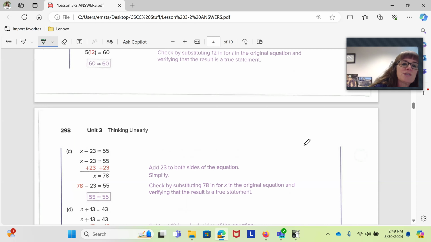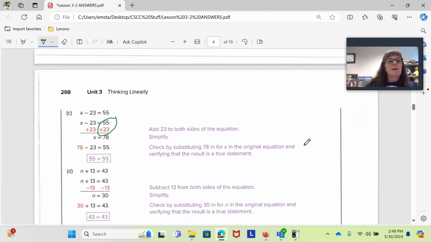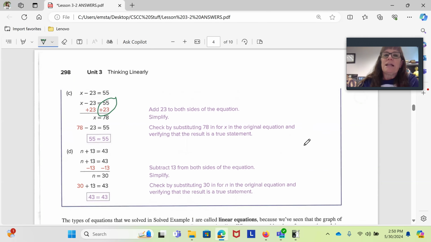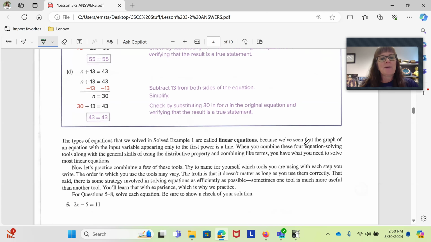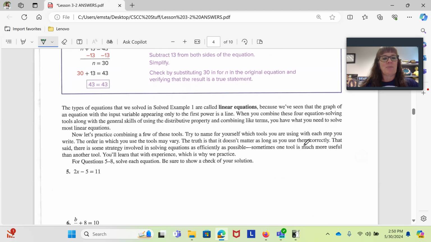When it comes to this part of the problem, feel free to use your calculators. In part D, I had n plus 13 equals 43. What is the opposite of adding 13? Subtracting 13, which leaves me with n equals 30. These are all called linear equations. If you were to graph the first part of it, it would just be a line. There's no exponents. There's nothing weird happening. They are linear equations. All right, let's try a couple on our own.